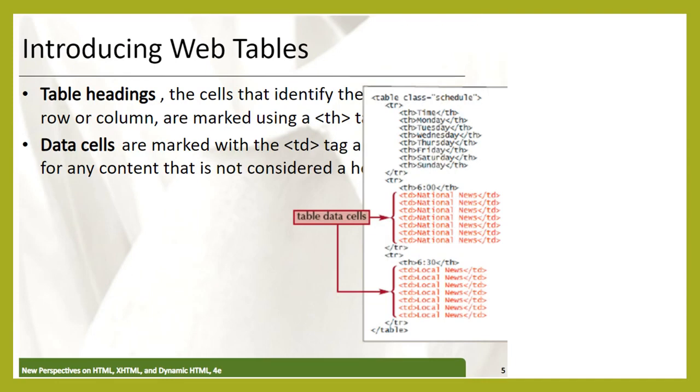Table headings. Here, the cells that identify the specific table row or column are marked using the th tag. The data cells are marked with the td tag. We can insert the data or contents of the table with the help of the td tag. Both the heading and data tags also have opening and closing tags.